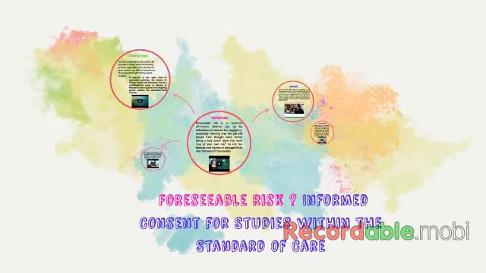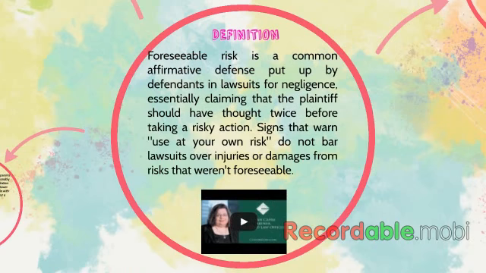For example, raise informed consent for studies within the standard of care. Definition: assumption of risk is a common affirmative defense by defendants in lawsuits for negligence, essentially claiming that the plaintiff should have thought twice before taking a risky action. It bars lawsuits for injuries arising from risks that weren't foreseeable.